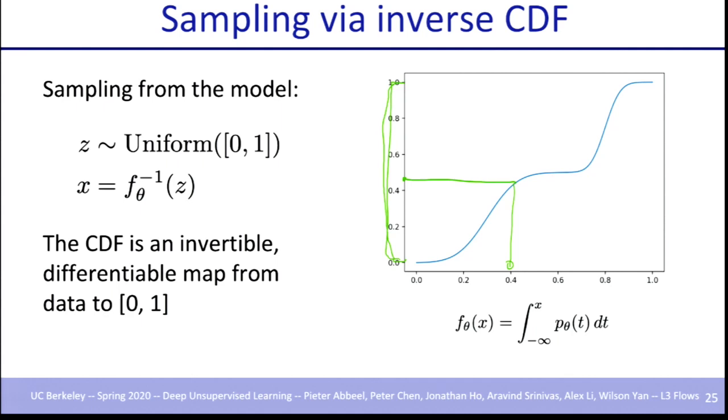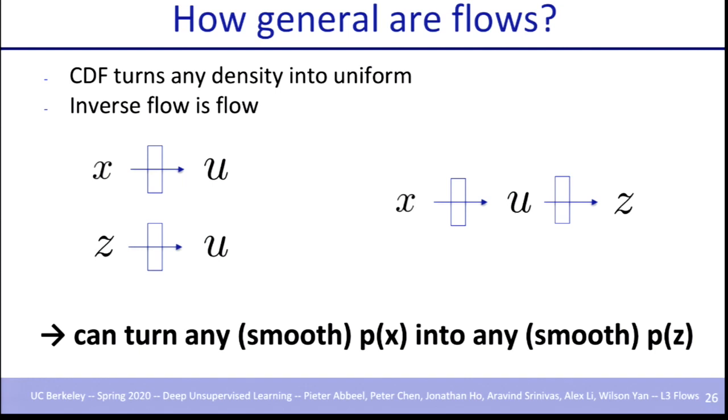Can we flow to anything? Or only to uniform? Well, if we can flow x to u, and we can flow another random variable z to u, then all we need to do, since the inverse of a flow is also a flow and a composition of flows is a flow, is use them to go from x to u, u to z, and we have a flow from any density x to any other density z. And so what this shows is that with just two layers, essentially a cumulative density function and then an inverse cumulative density function, we can go from any x to any z distribution.